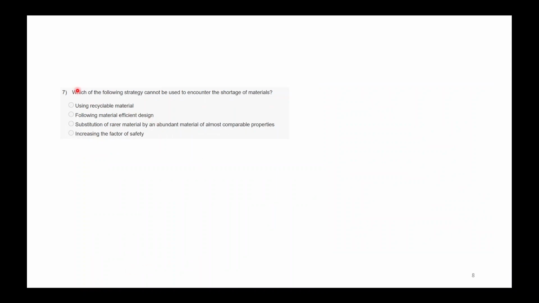Now, which of the following strategies cannot be used to encounter the shortage of materials? Options are using recyclable material, following material efficient design, substitution of rarer materials by an abundant material of almost comparable properties, or increasing the factor of safety. So your answer will be D.